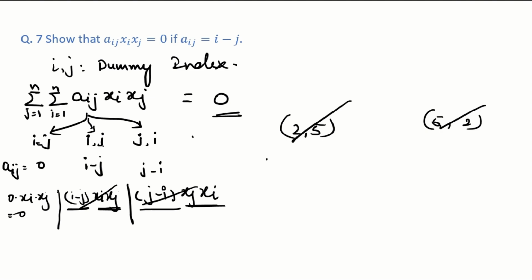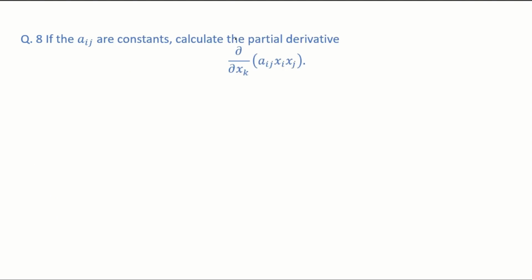In this way all the terms will get cancelled out, and at the diagonal, that means when you have i and j same, at that time the term itself is 0. So the value of this expression will be 0 when the coefficient is i minus j. So let's come to the next question.